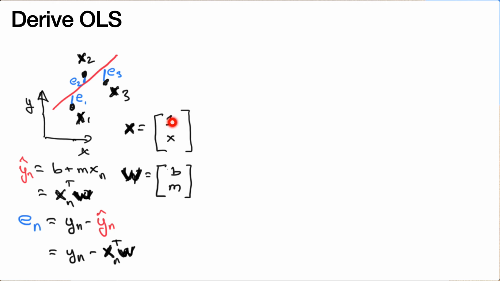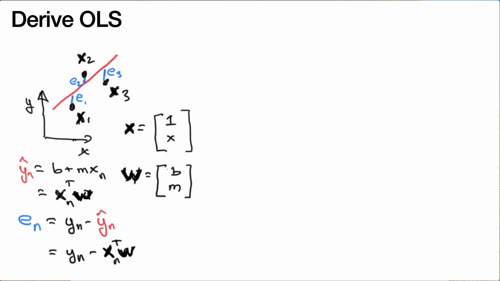So if we have a constant term in there and the actual x-coordinate here, then our weights to describe the parameters of this line, well, we know that the equation of a line is slope times x-coordinate plus the intercept. So then our weights look like this. The bias term is the first element, and the slope is the second element. So b plus mx can be written as the vector x transposed times the vector w.